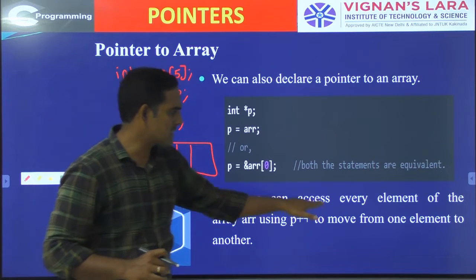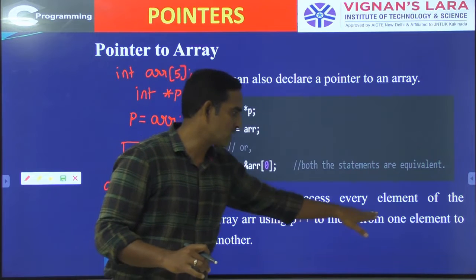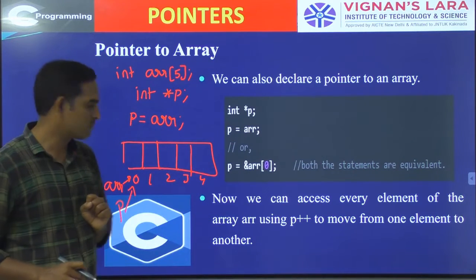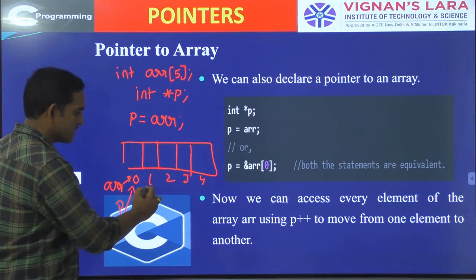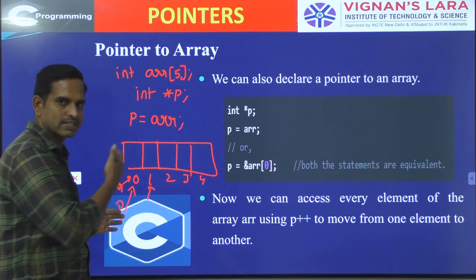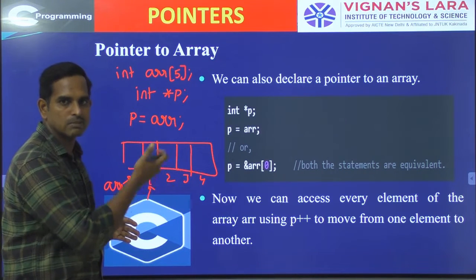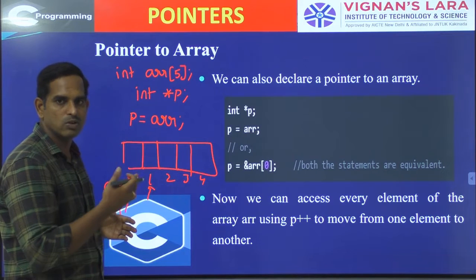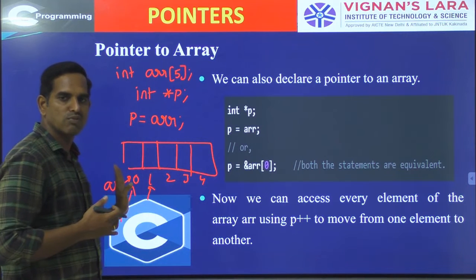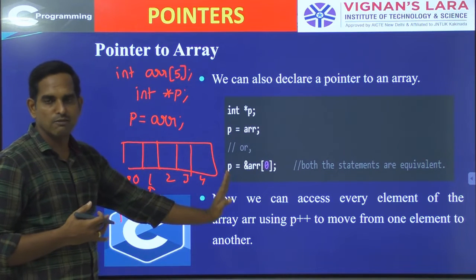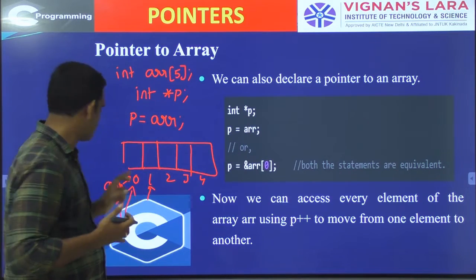Now we can access every element of your array by performing P++ to move from one element to another. Now P is pointing to the first element. If I increment P++, it will point to the next element. If I increment again, it will go to the next element. This is where pointer arithmetic comes into play. If you keep incrementing the pointer, I can go from the start of the array to the end of the array. This is how you can implement pointers to an array.